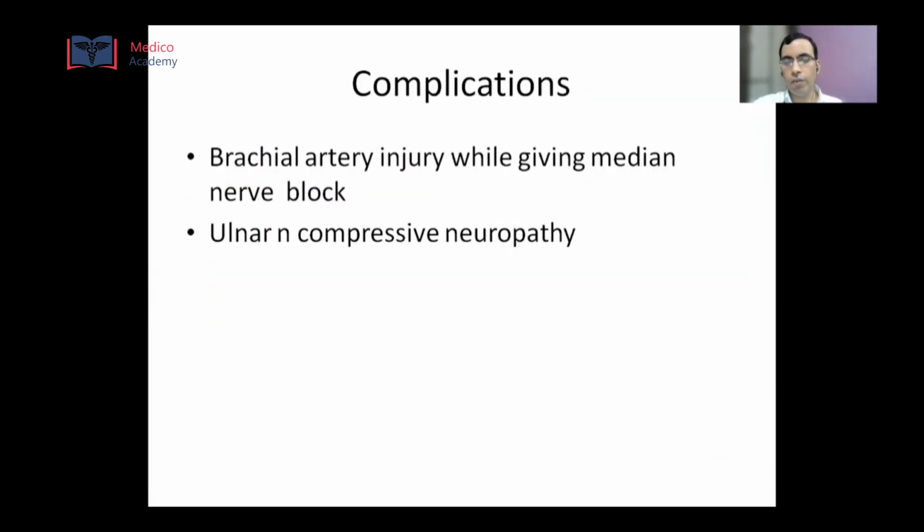The complications of giving the block at the level of elbow include injury to the brachial artery while giving median nerve block, and one should be careful while giving an ulnar nerve block because there are chances of compressive neuropathy of the ulnar nerve if a larger volume of local anesthetic is deposited in the ulnar groove.